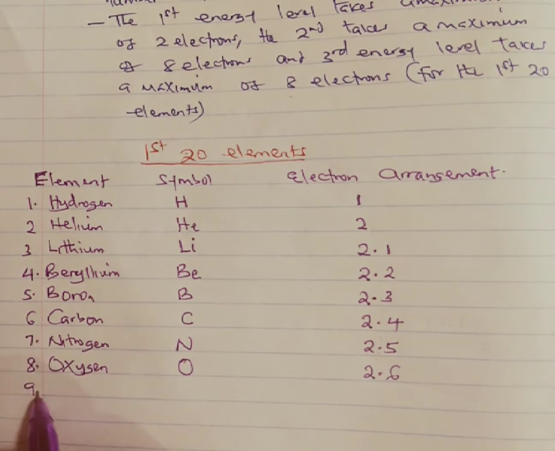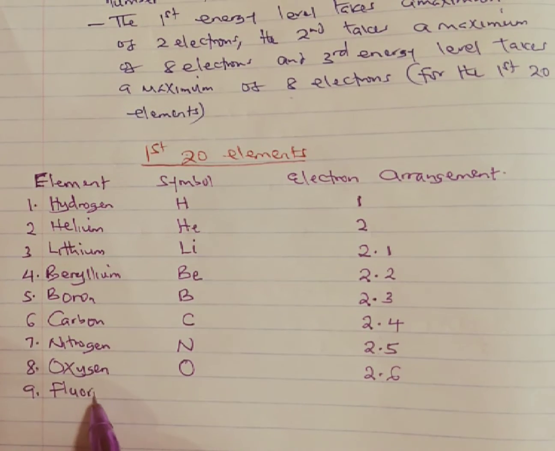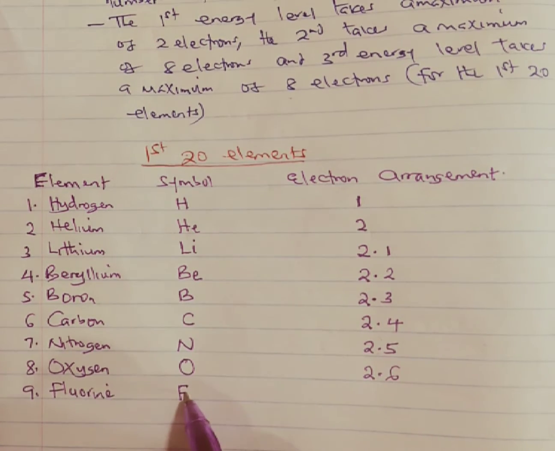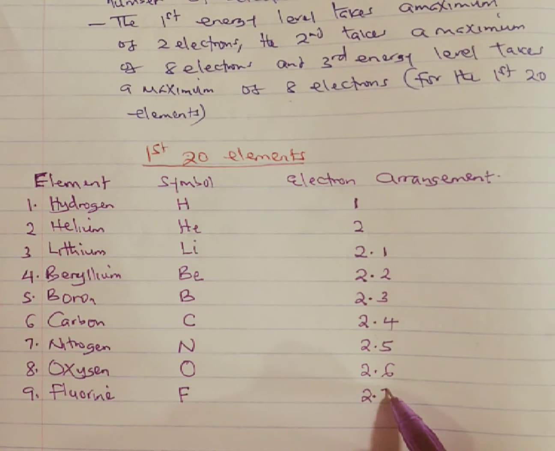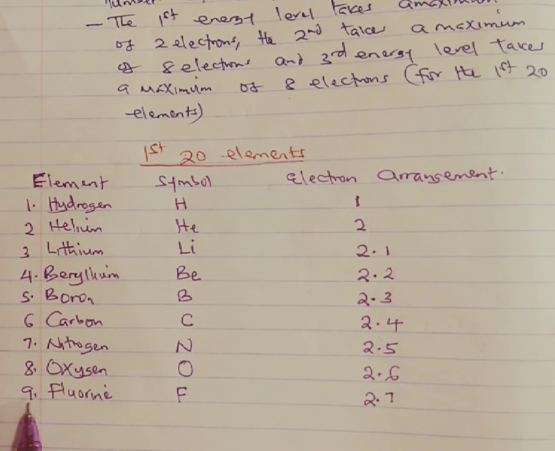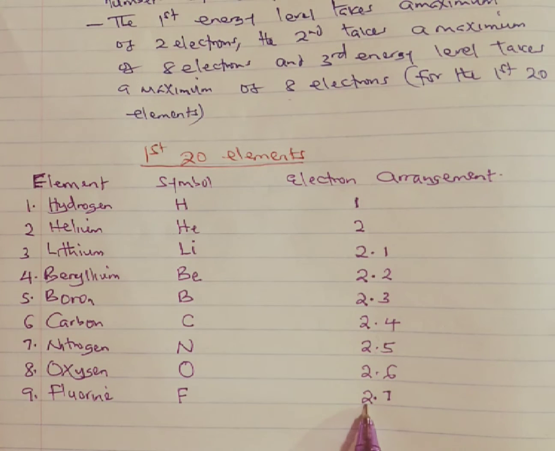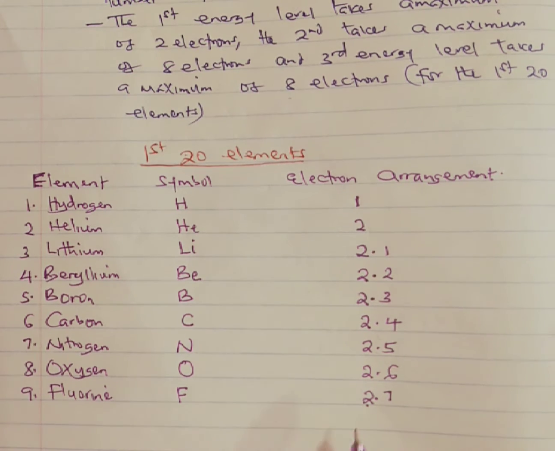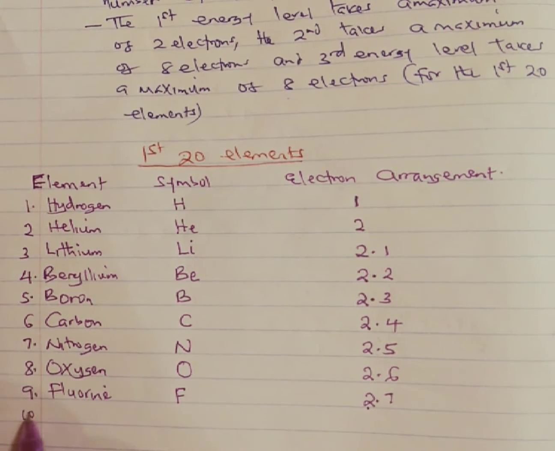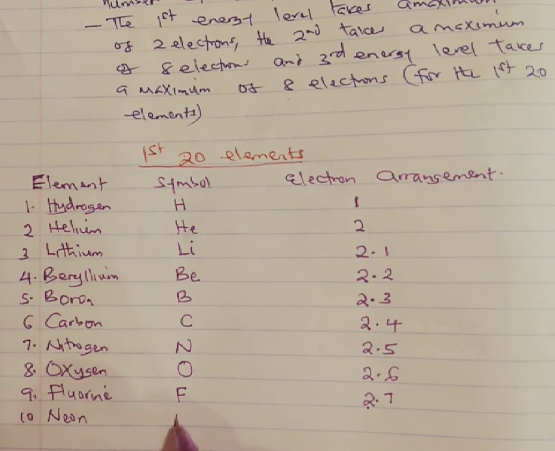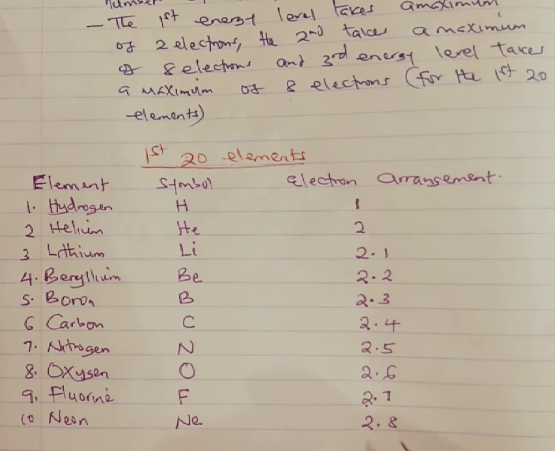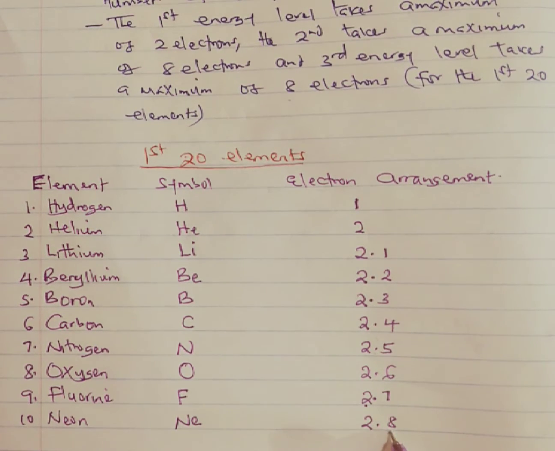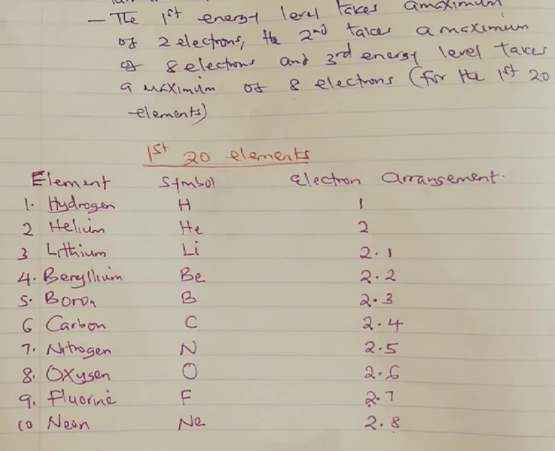Next we have number 9, which is fluorine. The chemical symbol for fluorine is F. The electron arrangement will be 2, then 7. Since it is atomic number 9, it means it has 9 electrons. The 2 electrons occupy the first energy level, while the remaining 7 goes to the second energy level. Number 10 is neon. The chemical symbol for neon is Ne, and therefore the electron arrangement is going to be 2, 8. And the second energy level takes a maximum of 8 electrons.